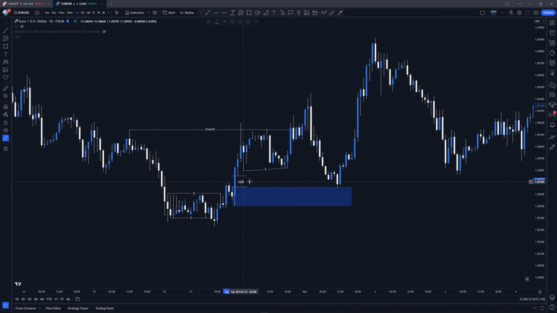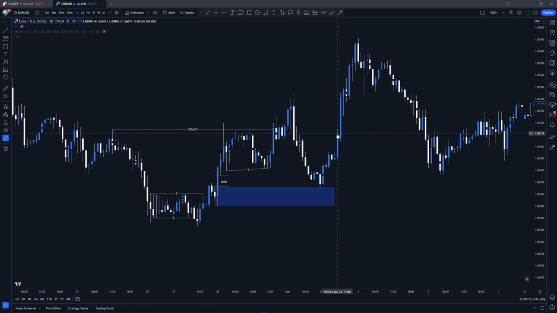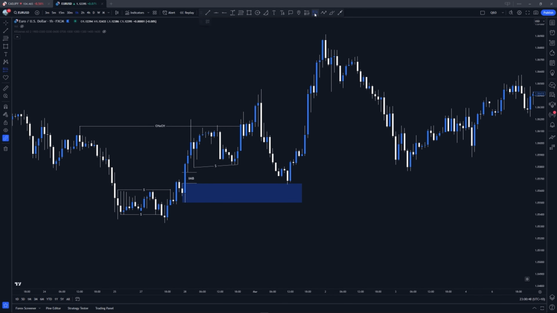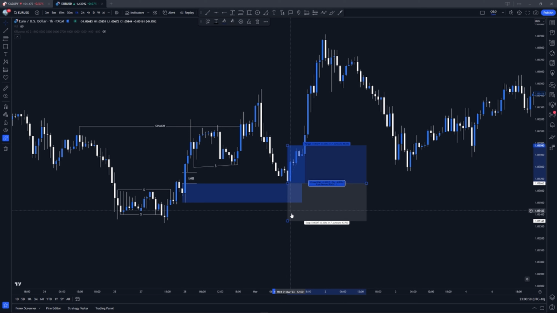So we've got imbalance that needs to be filled. And we've got market structure on our side now, so we've got that change of character that's come into play. So with this imbalance paired with liquidity, with these equal lows, we're able to set some buy limits at this zone here with a reasonable stop loss level.